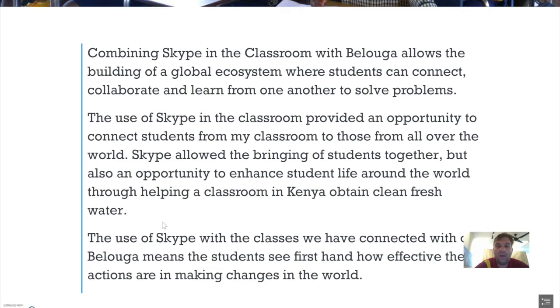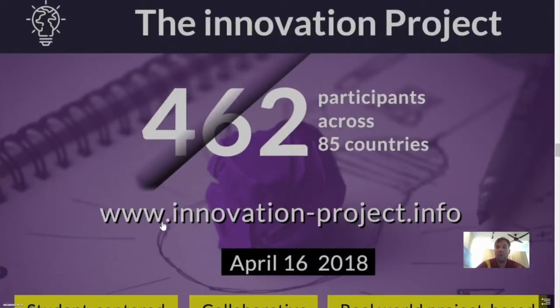It has also allowed my classroom to see different perspectives and other students from other worlds, as illustrated by the Kenyan example of clean, fresh water, basically solving a problem for them. And it also means that students can see firsthand how effective their actions are in changing the world. An example of that is the innovation project.